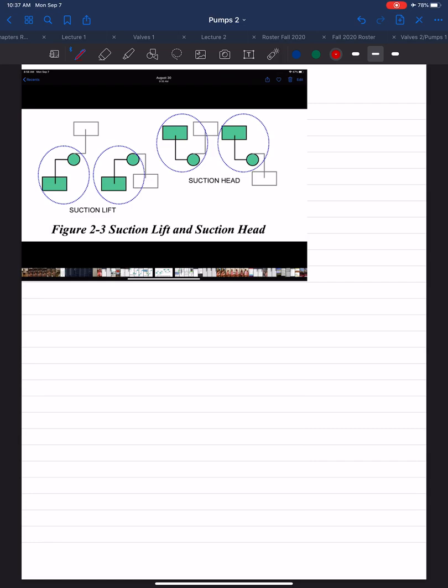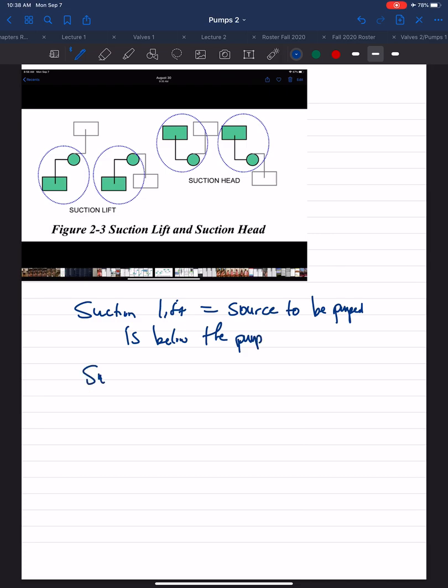So here, what we term suction lift is where the source to be pumped is below the pump, whereas suction head is where the source to be pumped is above the pump.